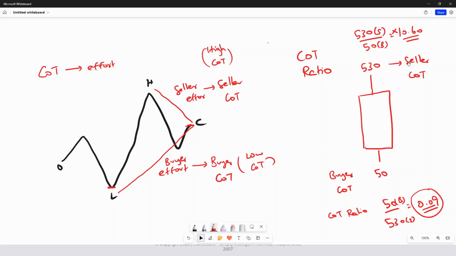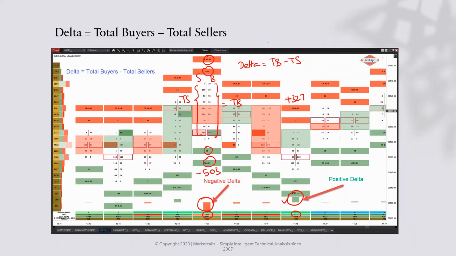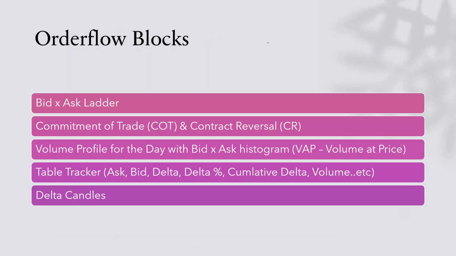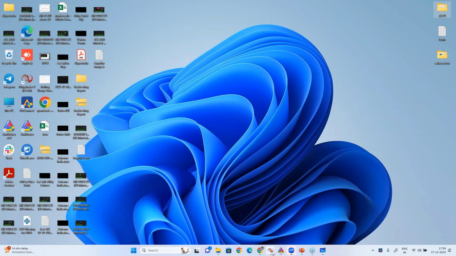I'm sure now you have a fair idea about what the COT level is, what the COT ratio is, what a delta candle is, how the delta candle gets plotted, and how to control the tables. The last important one is the order flow blocks. There are various blocks. I'll go back and show you some of the blocks here.